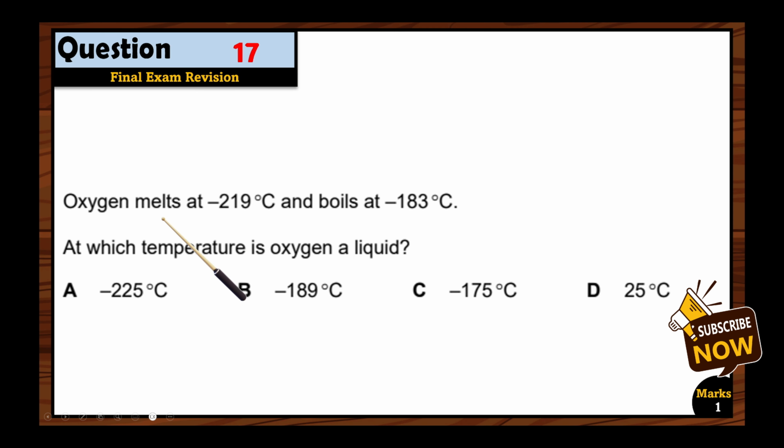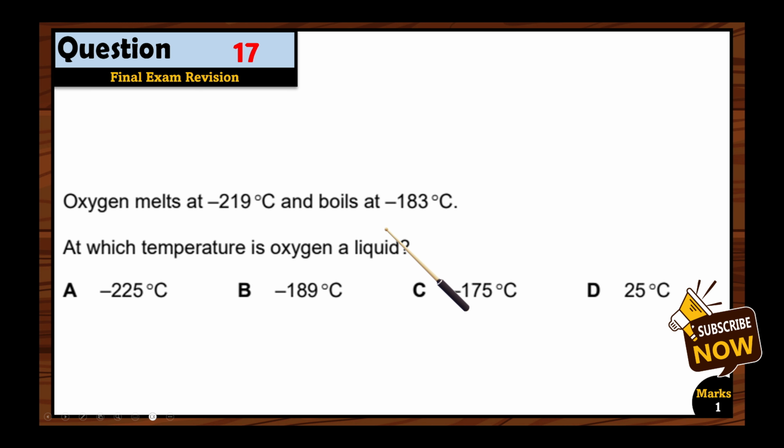Question number 17. Oxygen melts at minus 219 and boils at minus 183. At which temperature is oxygen a liquid? So you have to find a temperature that is greater than minus 219 but less than minus 183, right? At minus 183 it boils. So minus 189 is the correct option.